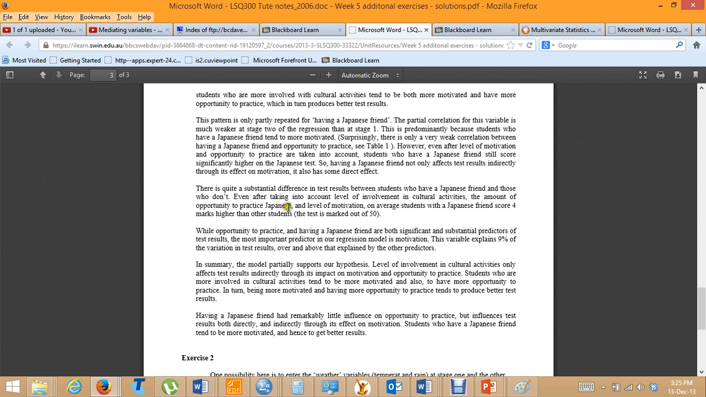Okay, so that's actually telling you, even after taking into account level of involvement in cultural activities, the amount of opportunity to practice Japanese, and level of motivation, on average, and there should be a comma there, students with a Japanese friend score 4 marks higher than other students.